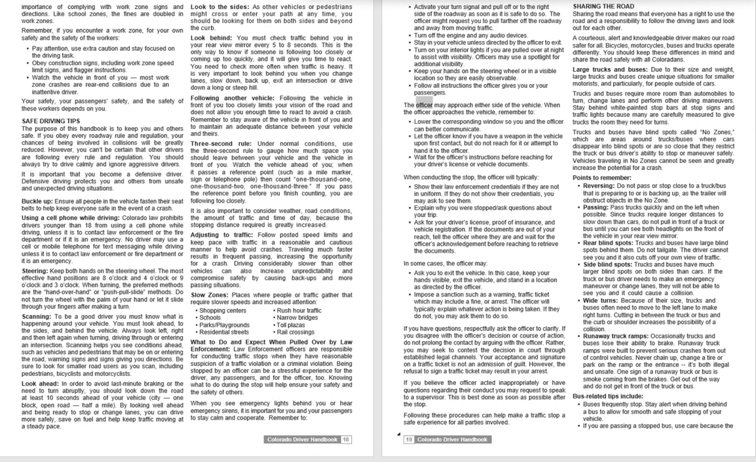The officer may approach either side of the vehicle. When the officer approaches the vehicle, remember to lower the corresponding window so you and the officer can better communicate. Let the officer know if you have a weapon in the vehicle upon first contact, but do not reach for it or attempt to hand it to the officer. Wait for the officer's instructions before reaching for your driver's license or vehicle documents.